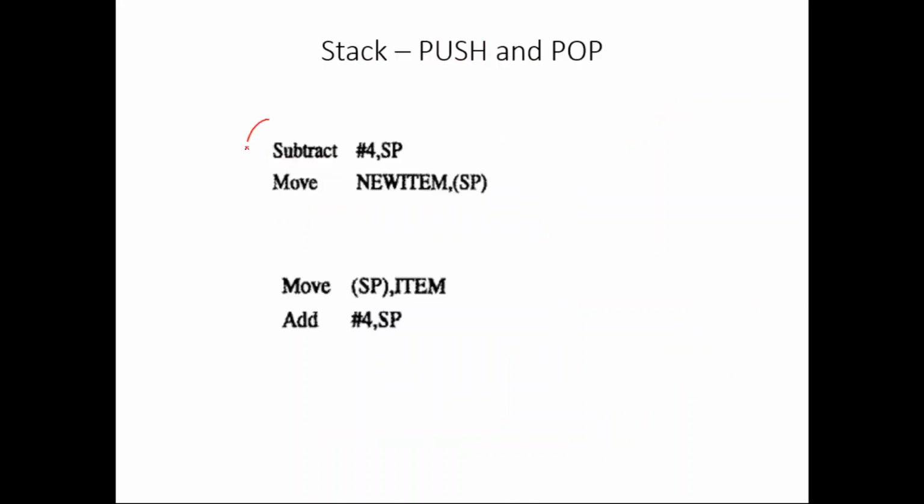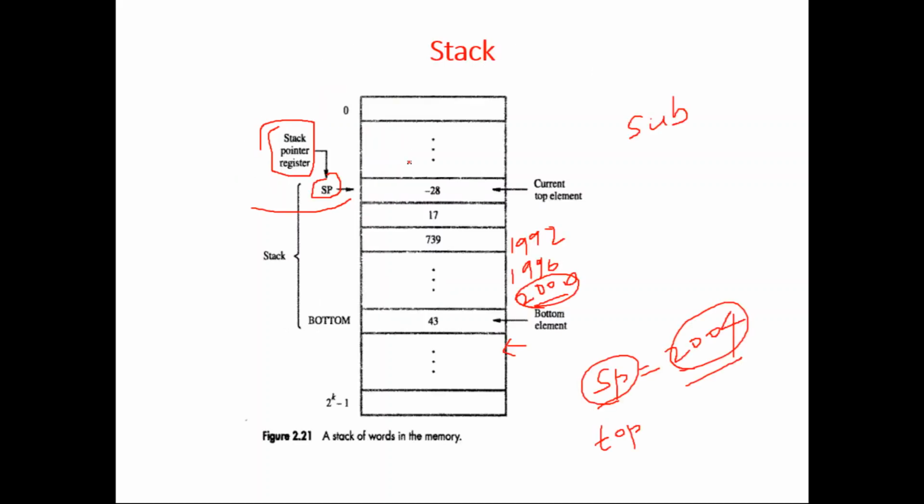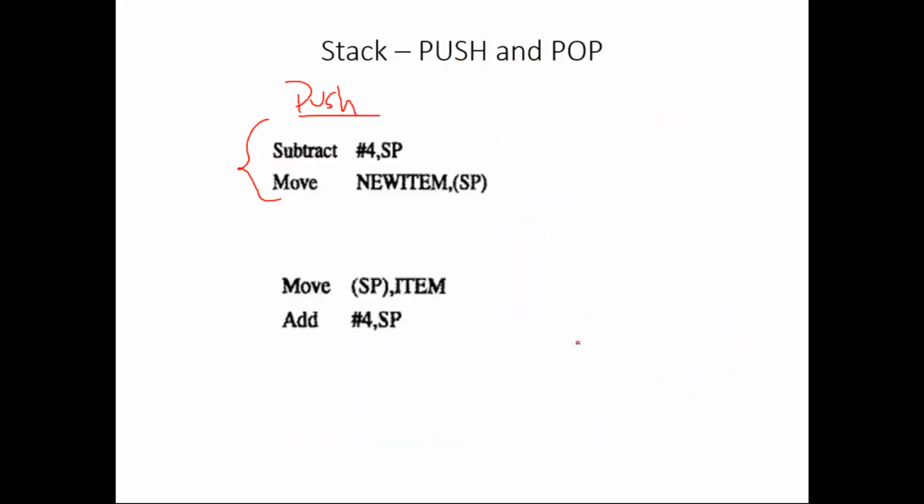So see this code for push. What does it say? It says SUB #4, SP. The hash 4 means it's immediate data. It is saying subtract 4 from SP. If previously SP is 2004, which represents that the stack is empty, then after doing this it will be 2004 minus 4, which is nothing but 2000. So now the stack is pointing to location 2000, which is the bottommost location of the stack.